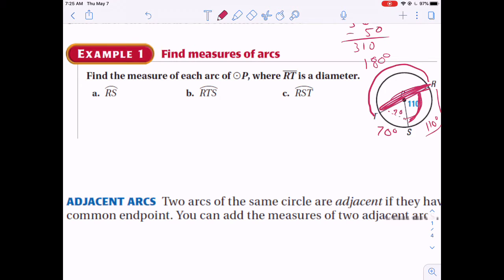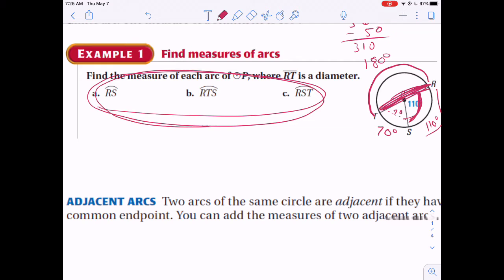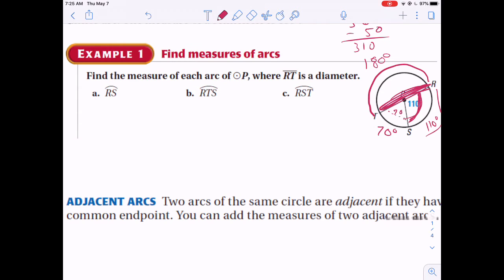Now notice, I was working on the picture first. I ignored all this. Don't look at what they're asking for at first, because sometimes you try to find the hardest thing first. What I suggest is you look at the picture and find things that you can find easily, deduce by finding certain values and subtracting from 180 or whatever, and then go to the questions.